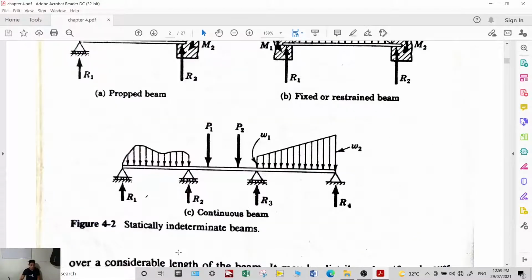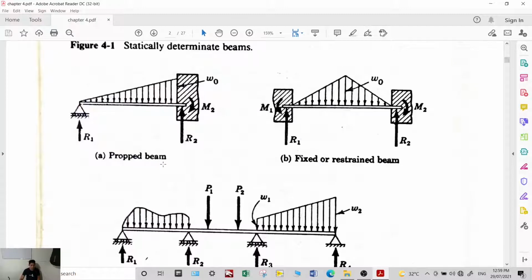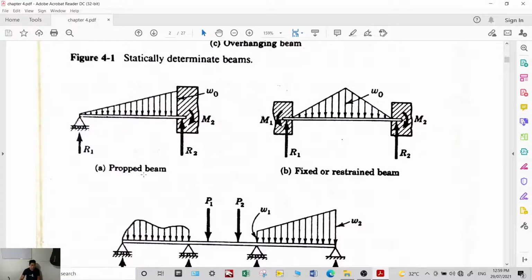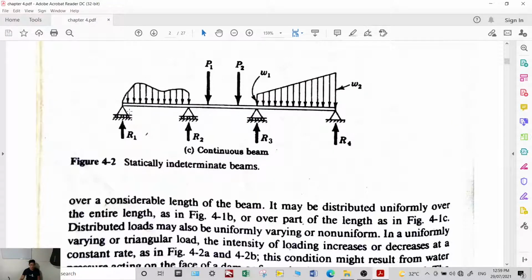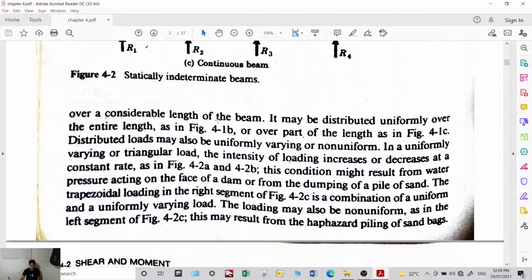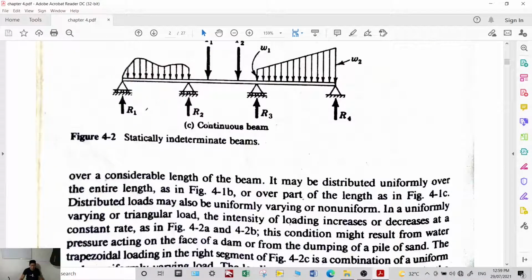We also have statically indeterminate beams, like the propped beam, which has a fixed end and a roller. This one is the fixed or restrained beam, where both ends are fixed. We also have the continuous beam. Okay, those are the types of beams.